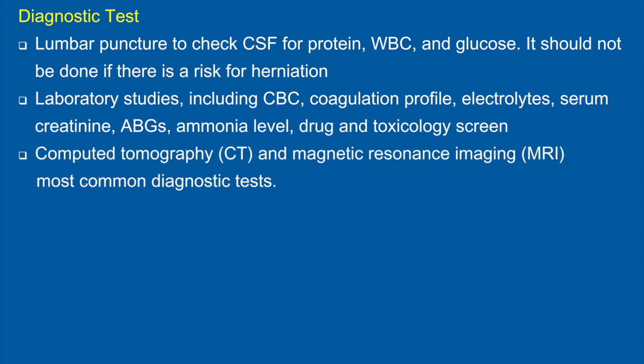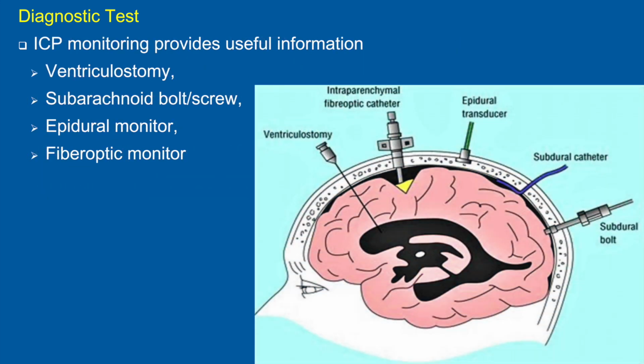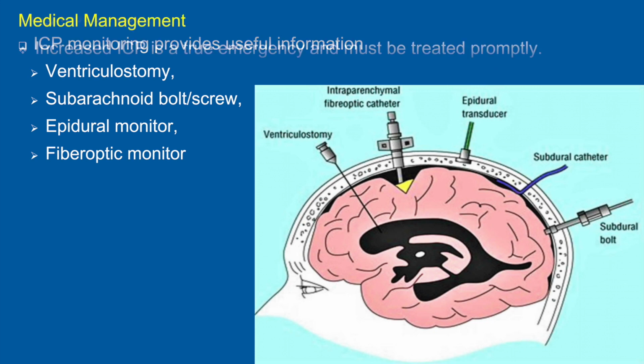CT scan and MRI scan are the most common diagnostic tests. ICP monitoring provides useful information. Ventriculostomy, subarachnoid bolt or screw, epidural monitor, fiber optic monitor. By these, we can monitor intracranial pressure.